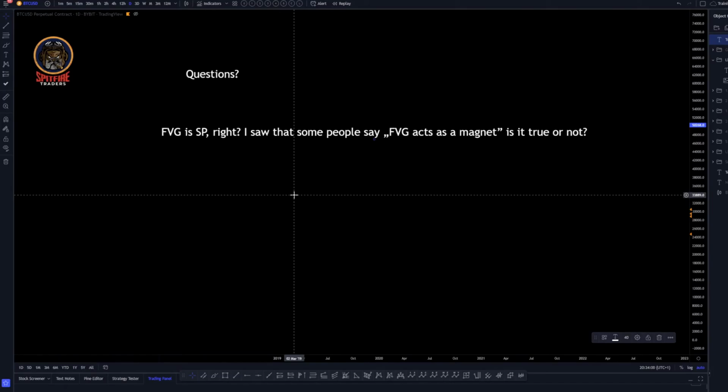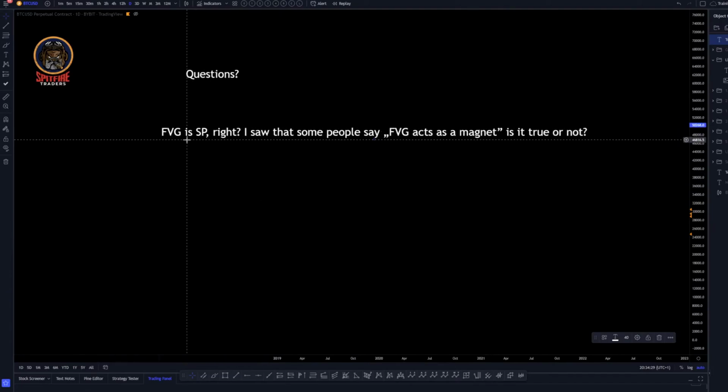Fair value gaps, order blocks, they are not part of my strategy. I will not teach fair value gaps. Single prints are the way forward, and the reason why is you will see next time, in the next stream on what we're going to cover, how powerful single prints are, and you guys can make your own decisions from that, whether you think fair value gap's worth it or not. But for me, yeah, it's not my cup of tea.